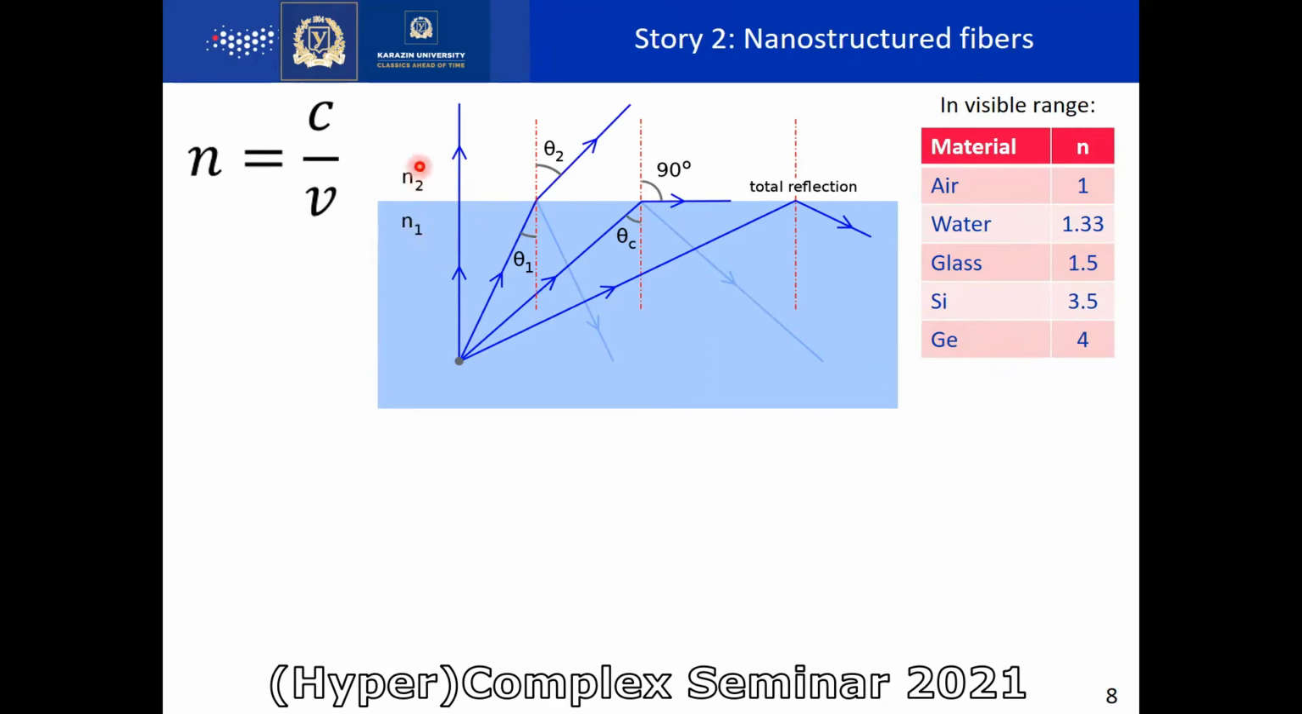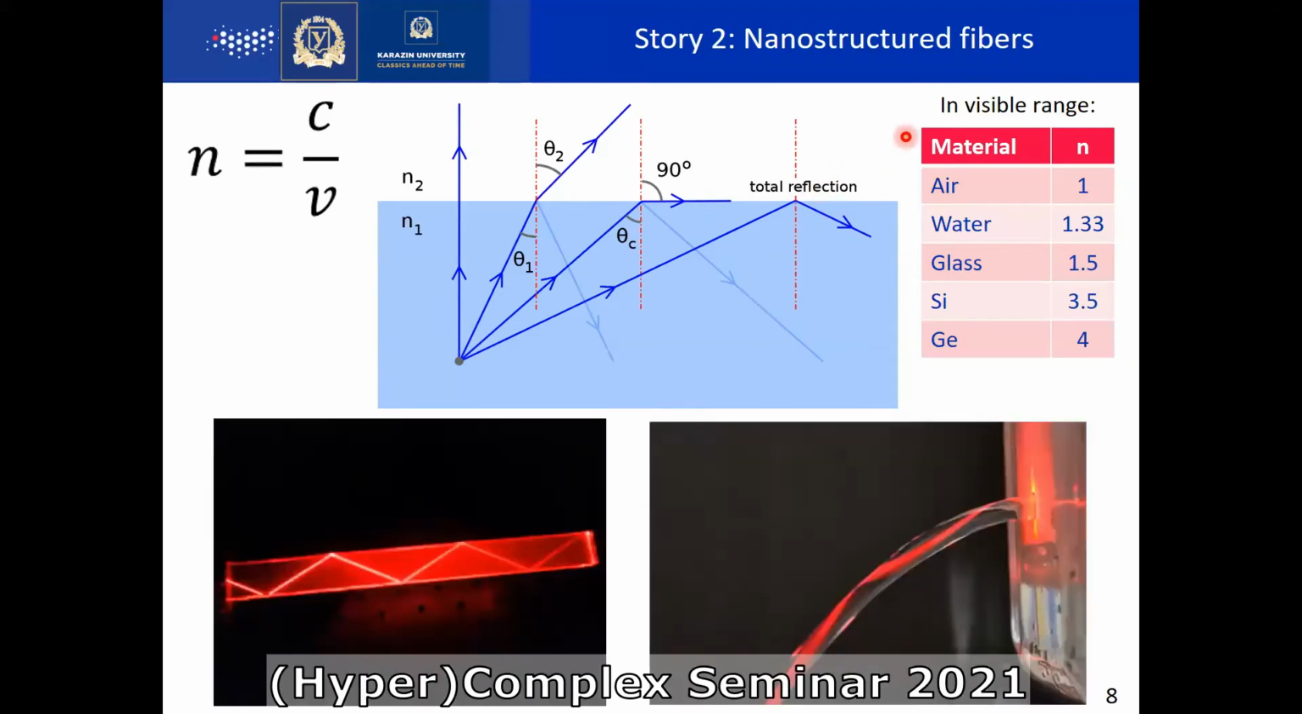If we illuminate from a more dense medium, with a higher refractive index, to a less dense medium, we can observe, after some angle, the total internal reflection phenomenon, when all light remains in the first medium and doesn't transmit to the second medium. This principle could be easily observed just with a laser and water, for instance.